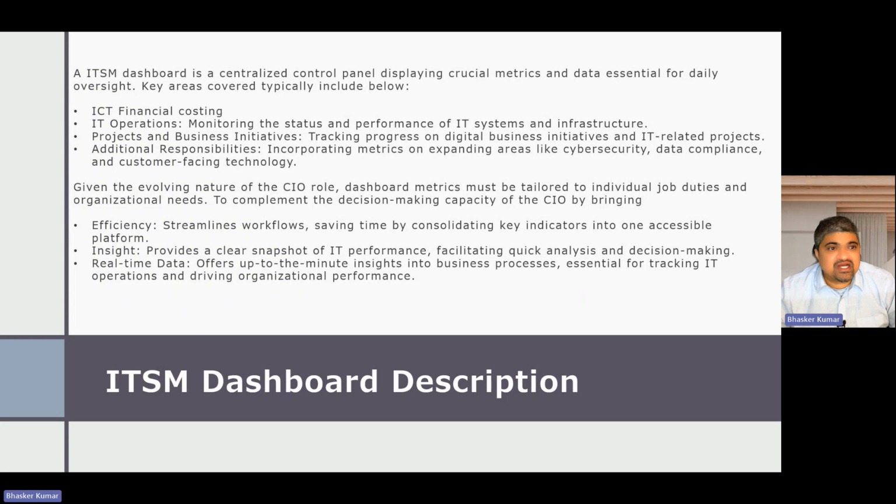So this is the ITSM dashboard description. I would say it's very obvious. For financial costing, it helps you with that. It helps you with your budget process. It helps you to look at your project initiatives. It can incorporate any type of KPI that you want, like how you are doing in the world of risk, security, and compliance. You can create specific KPIs for that. And it helps you have real-time insight, efficiency, transparency, and trust. We talked about these things already.